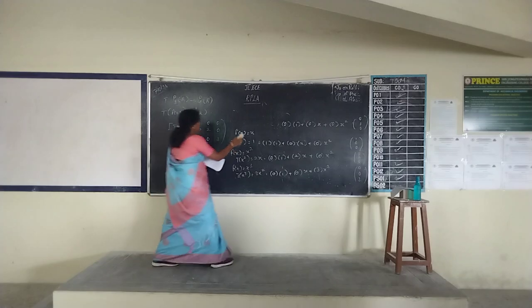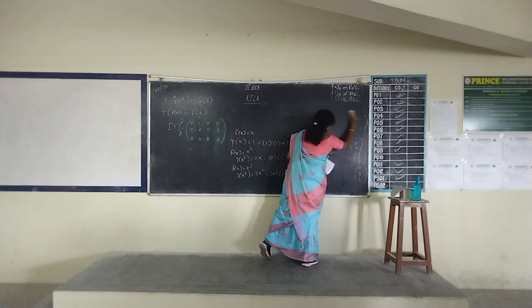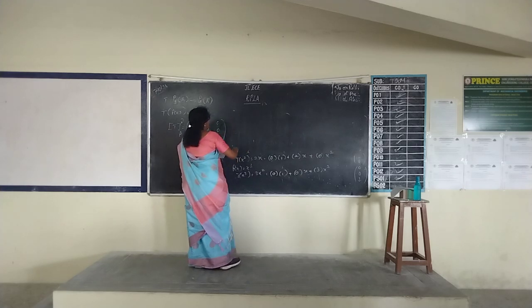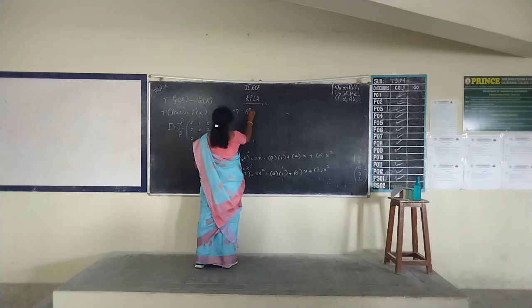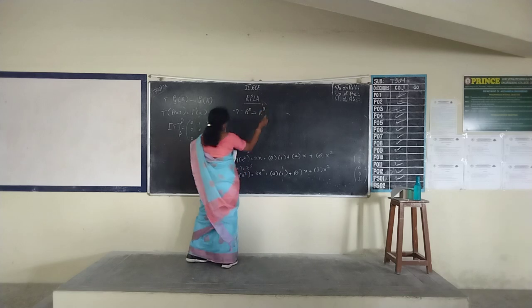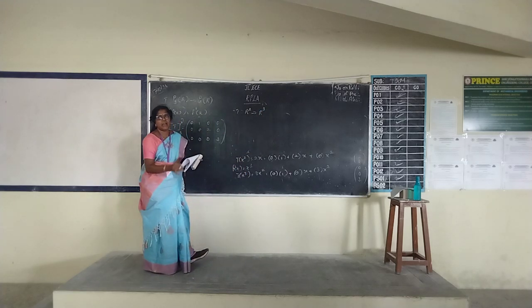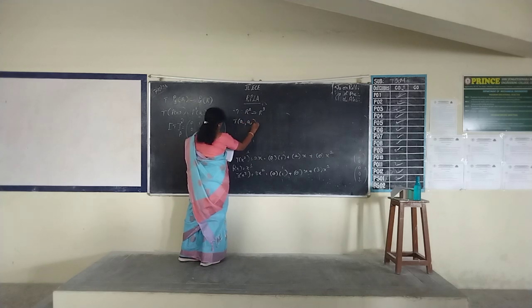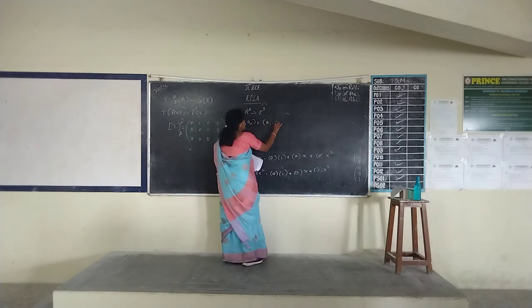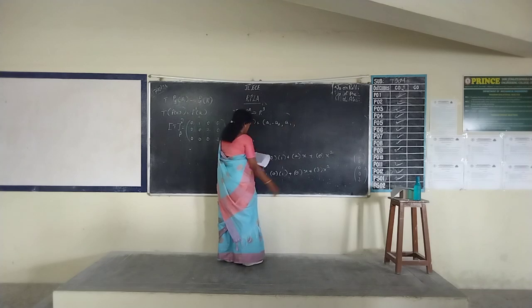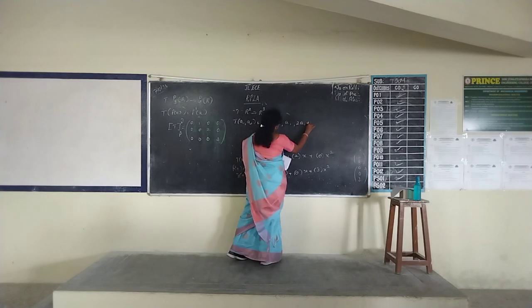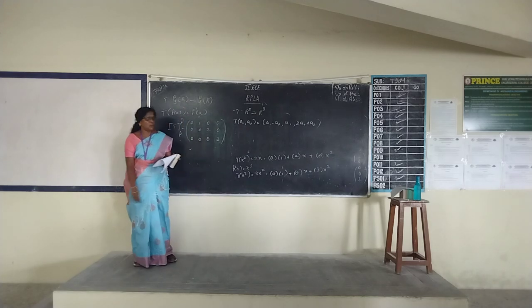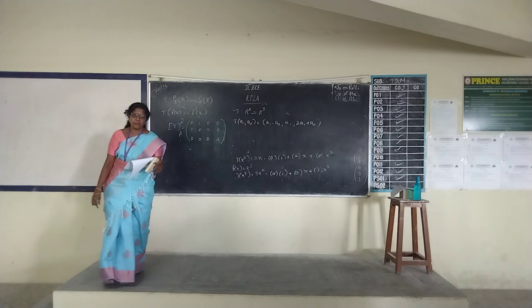Let T from R square to R cube be defined by T of A1, A2 equal to A1 minus A2 comma A1 comma 2A1 plus A2.